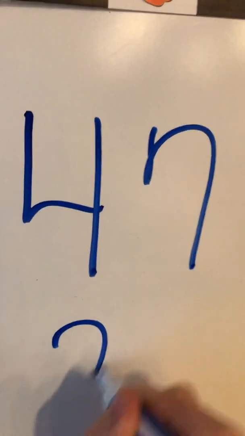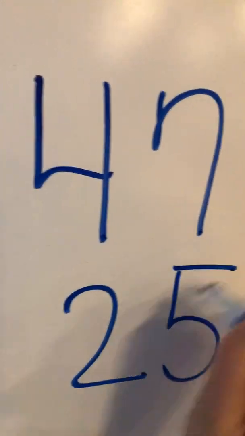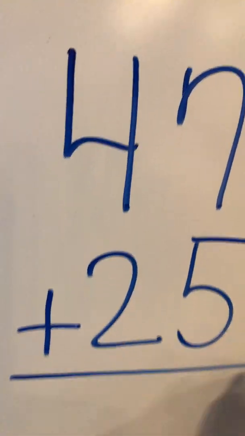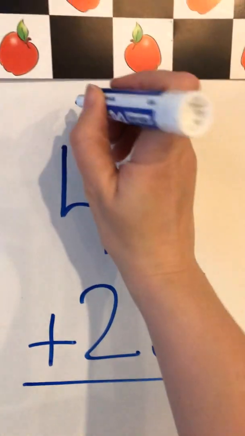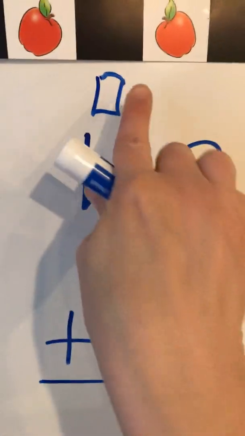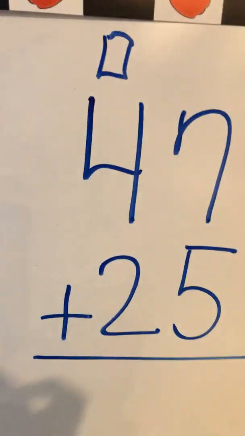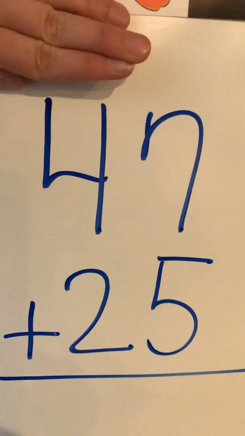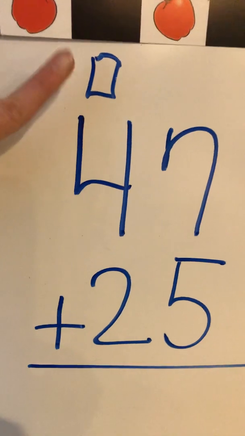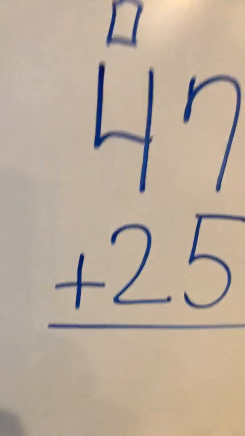Now let's see what this looks like as a math problem. I'm going to add 47 plus 25. Now, we're doing something that's called carrying. So you're going to start to see on your paper a teeny tiny box. As you get older in math, this teeny tiny box will not always be there. Sometimes your math problem will just look like this. But for now, while you're learning to carry, you're going to have a teeny tiny box, and that's fine.